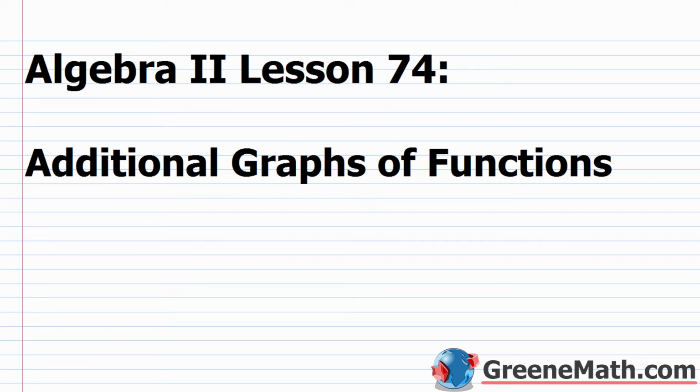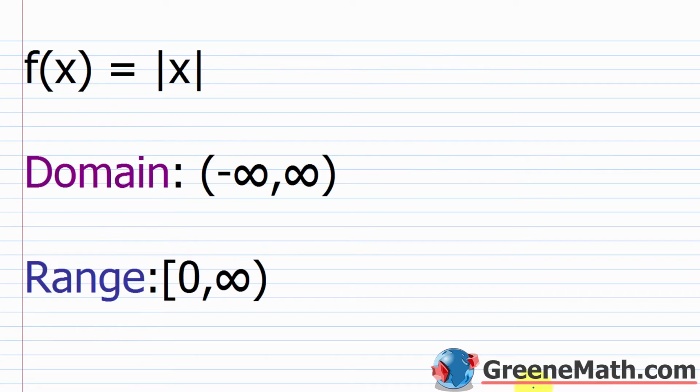In this lesson, we're going to look at some additional graphs of functions. A few lessons ago, we learned about graphing parabolas. In that lesson, we talked about the quadratic function f of x equals x squared, and then we compared other functions to that, and we talked about the fact that we could have a vertical, a horizontal, or both a vertical and a horizontal shift.